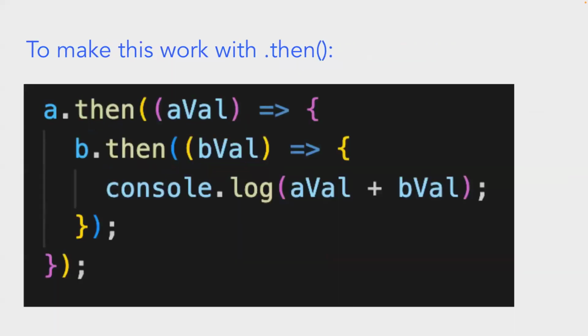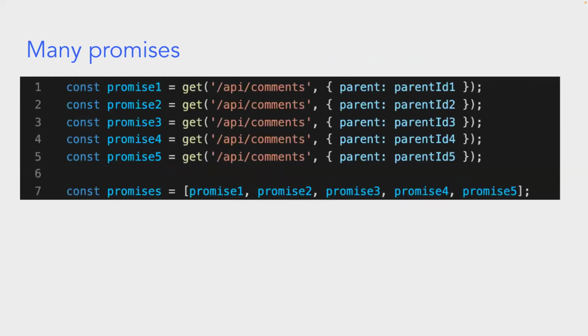So something we have to do is a little bit janky. We have to say A dot then and wait for A to actually be fulfilled. And then when A is fulfilled, we will do B dot then and wait for B to be fulfilled. And then finally we can actually add these numbers together. This is going to be a little messy, but let's say that we have many promises. We can't just do a really long chain of dot thens. So luckily, there are some things in JavaScript that are able to help us.